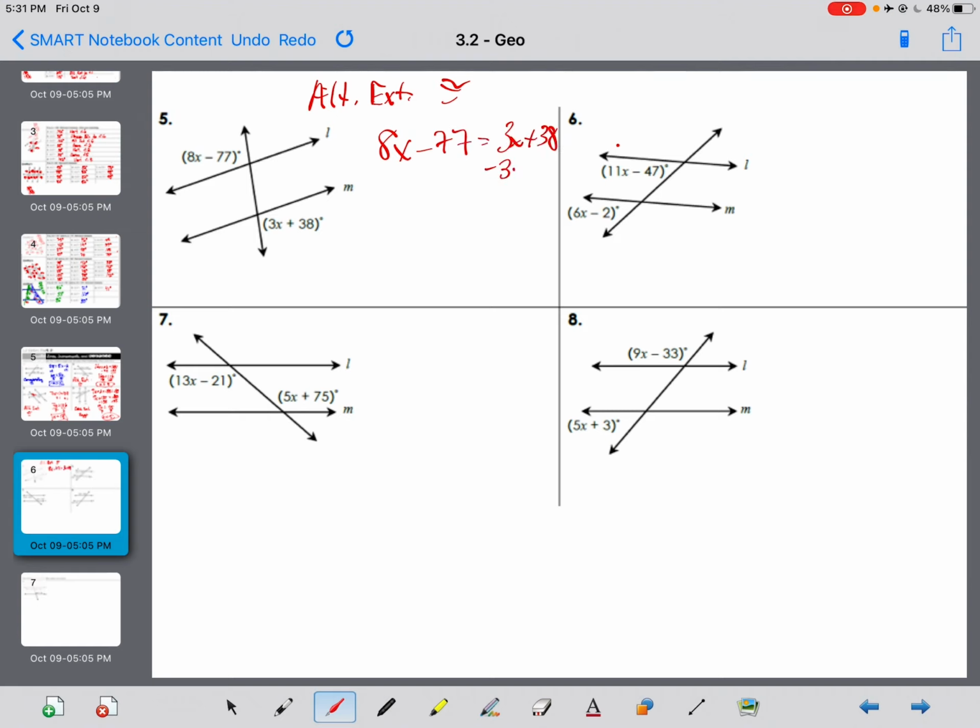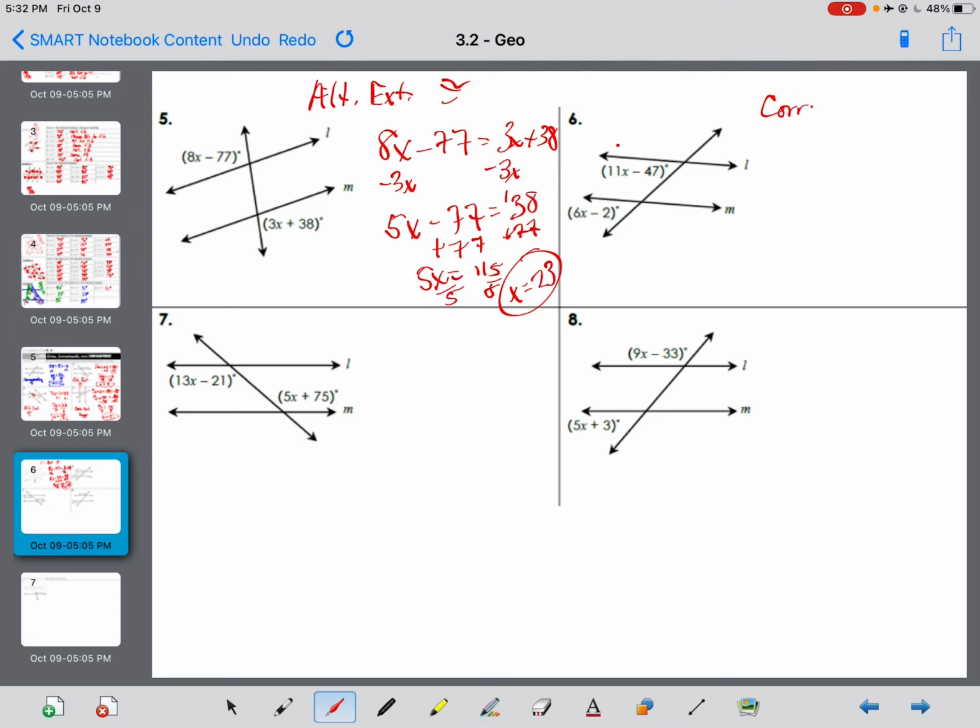Now they both have letters in them, so subtract 3x, get the x's on one side. Move the numbers. Divided by 5. X equals, excuse me, 23, looks like.